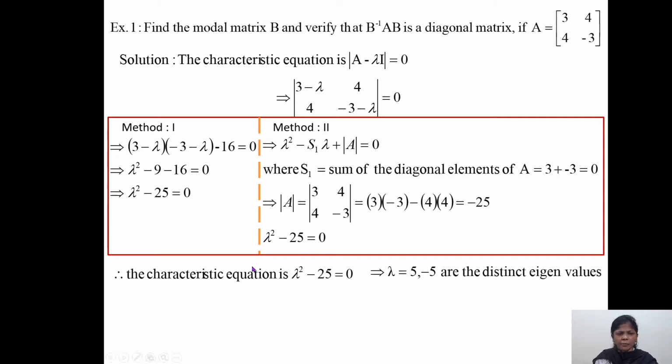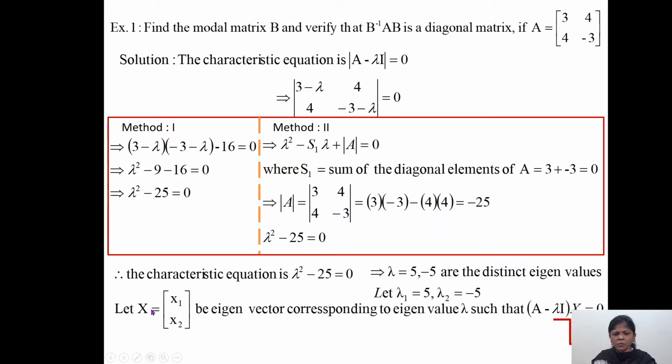Now we will solve it for lambda, because lambda is nothing but the eigenvalues. So here you will get two values for lambda, that is 5 and minus 5. You can get these values of lambda either by making use of factorization or by any other method known to you. So here we are getting lambda as 5 and minus 5, which are the eigenvalues. Let us denote lambda 1 as 5 and lambda 2 as minus 5. So these are our eigenvalues.